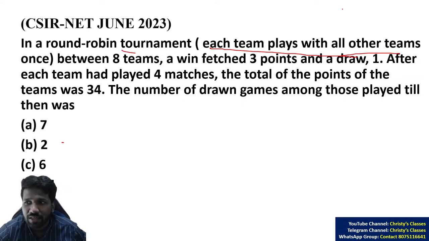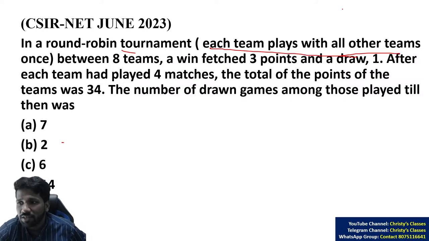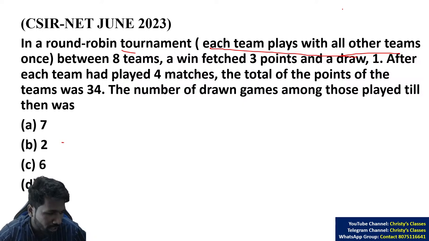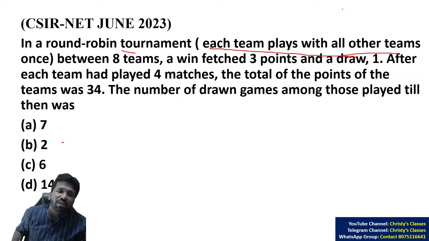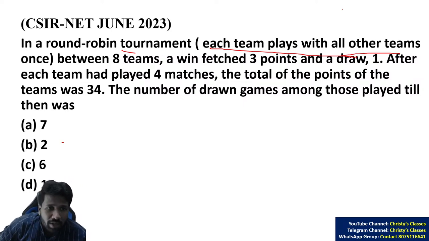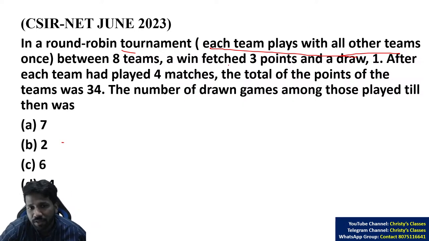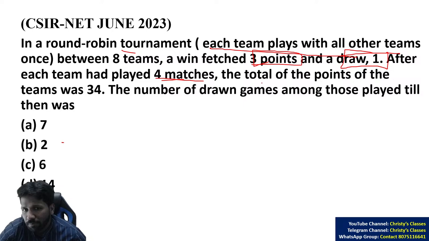But if every team plays exactly once with every other team, that is called round robin. If every team plays exactly two times with every other team, that is called double round robin. So here, round robin tournament, 8 teams, and a win means 3 points for that team and a draw means 1 point for that team. Losing means no point, 0 points. After each team had played 4 matches, the total of the points of the teams was 34.